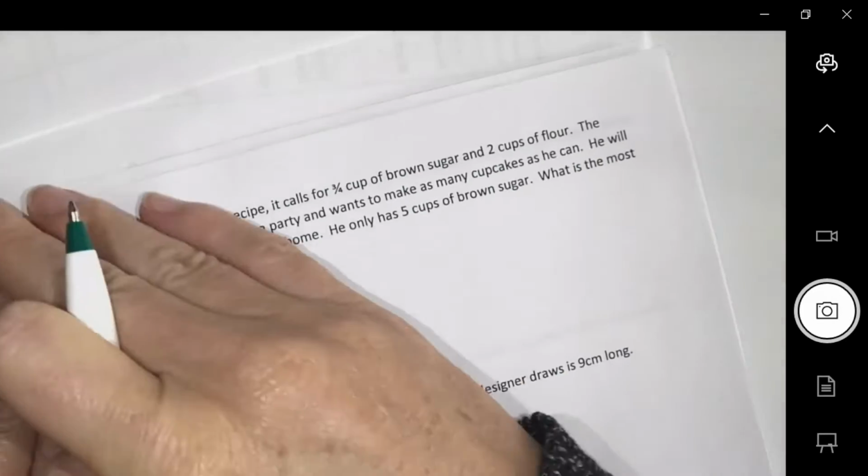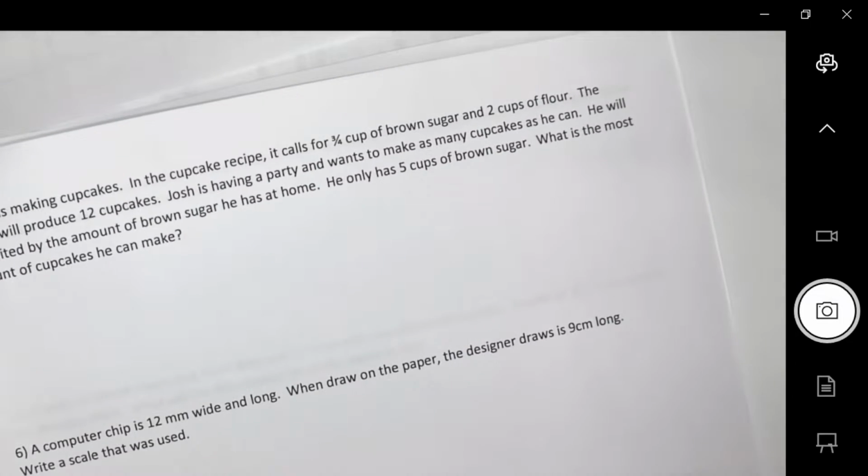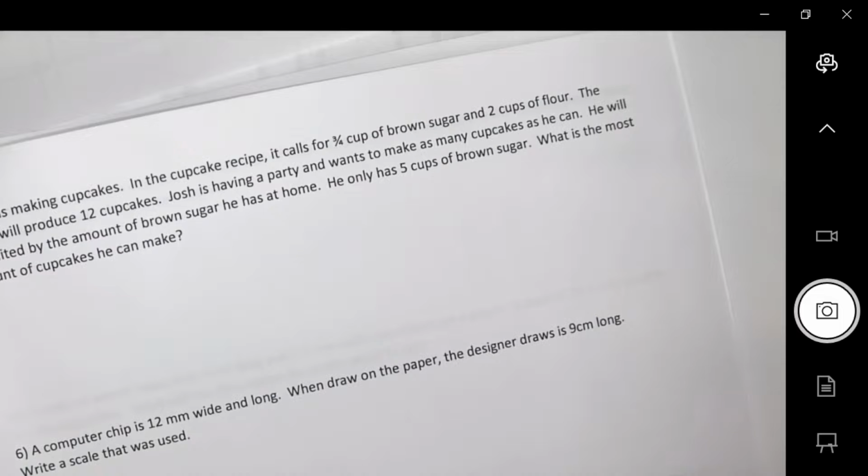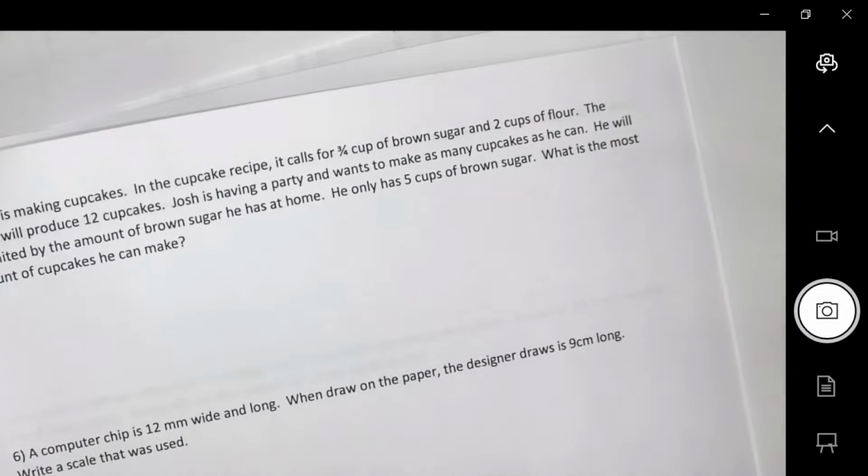All right. Josh, cupcakes. Ooh, this is a bad time to talk about cupcakes. It has a recipe: 3/4 cup brown sugar, 2 cups flour. And that recipe is going to make 12 cupcakes. Josh is having a party and he wants to make as many cupcakes as he can. He's limited to what he has in the cupboard with brown sugar. He only has 5 cups. So what's the very most amount of cupcakes he can make?